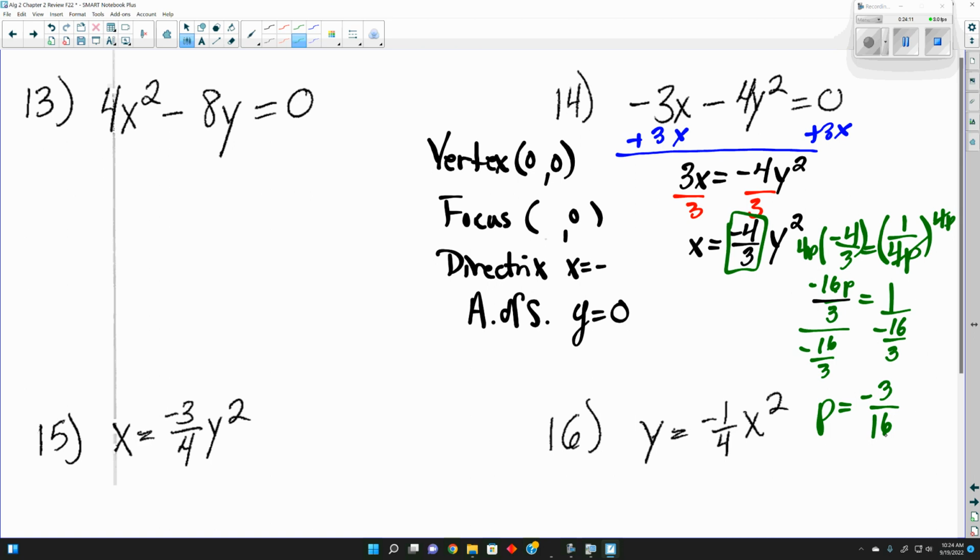So the focus is negative 3/16, comma 0. And the directrix is negative negative 3/16. Well, negative and negative make a positive. So we can just erase it and say 3/16. Or what you could have done with that negative out front is make it part of the fraction and do 3 over 16, kind of erasing it out. Either way works.